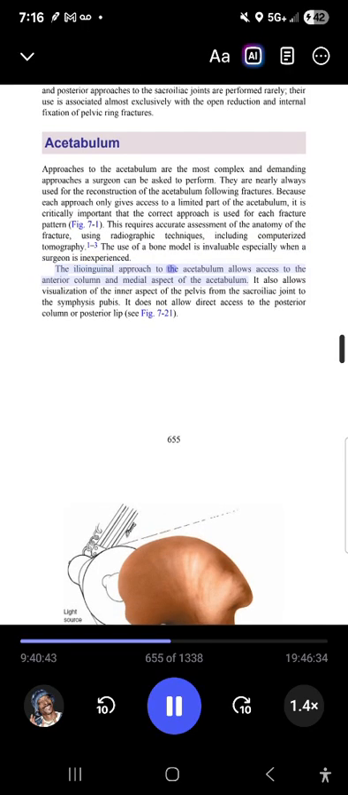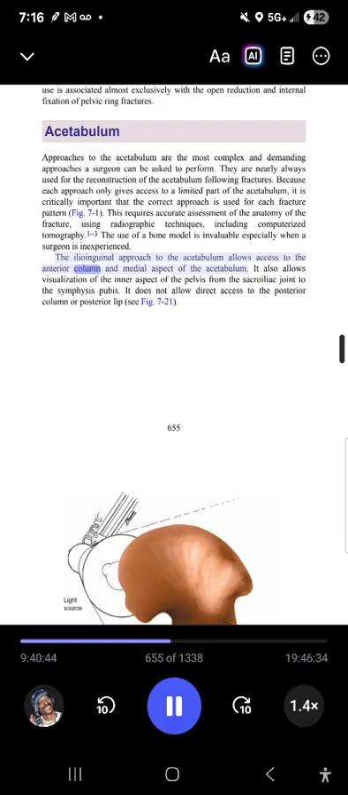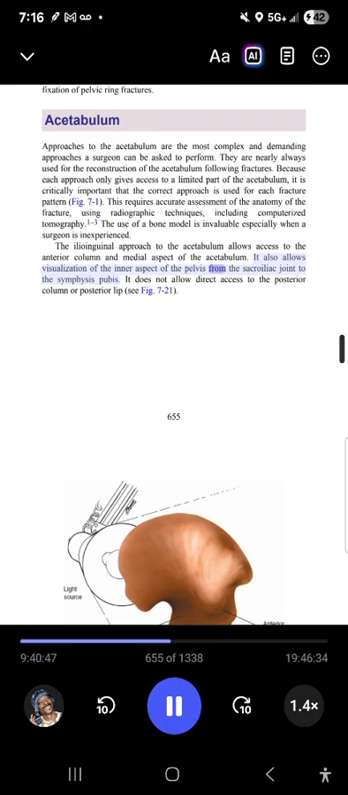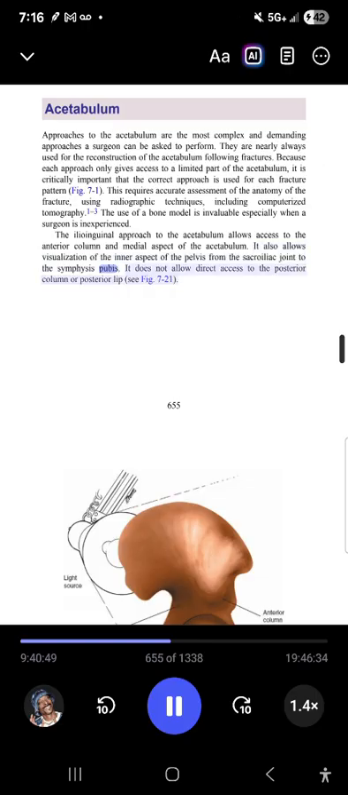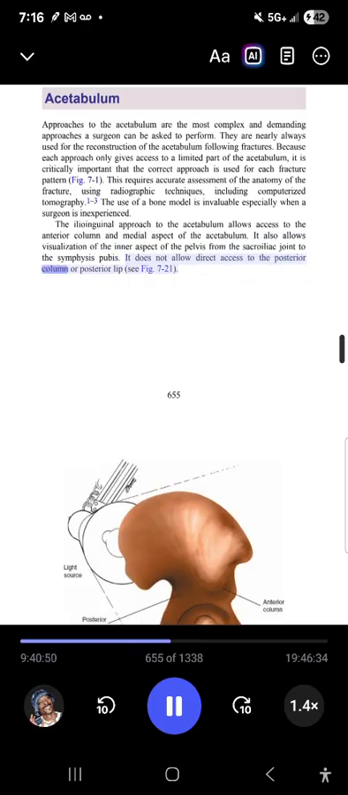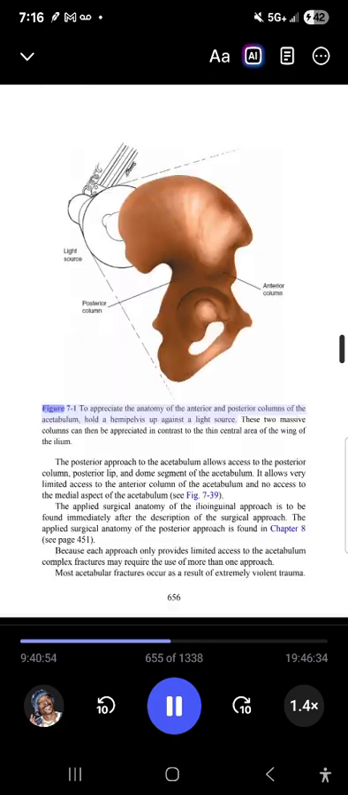The ilioinguinal approach to the acetabulum allows access to the anterior column and medial aspect of the acetabulum. It also allows visualization of the inner aspect of the pelvis from the sacroiliac joint to the symphysis pubis. It does not allow direct access to the posterior column or posterior lip. See Figure 7-21.